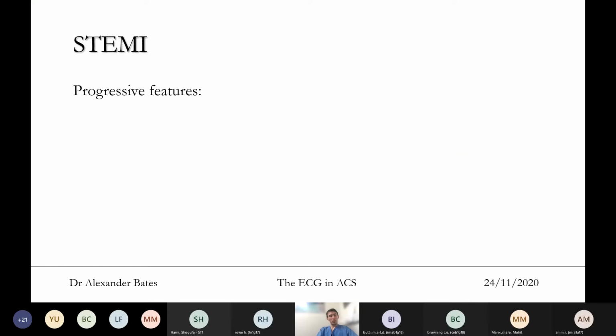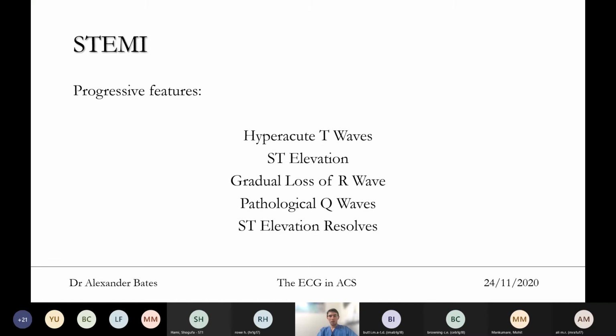Now, STEMIs have progressive features on an ECG, and some of these can catch people out. This is the progression that you will see from a STEMI. Hyperacute T waves is the one that might catch you out, but usually only occurs in the first 5 to 10 minutes of a patient having a STEMI. ST elevation, I don't think any of you will miss, because if you do see it, you'll be very, very concerned and you'll be asking for help.